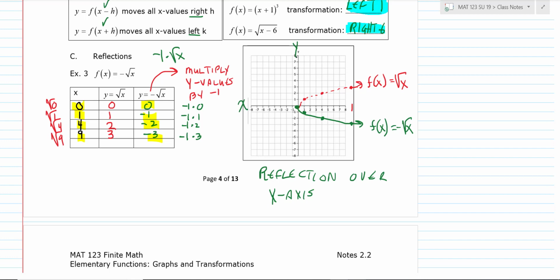Okay, so that's how that works. So all that's doing is, since the y's change, and it flips everything over, okay? Whenever you flip a y value to its opposite value, it moves over the x-axis, okay?